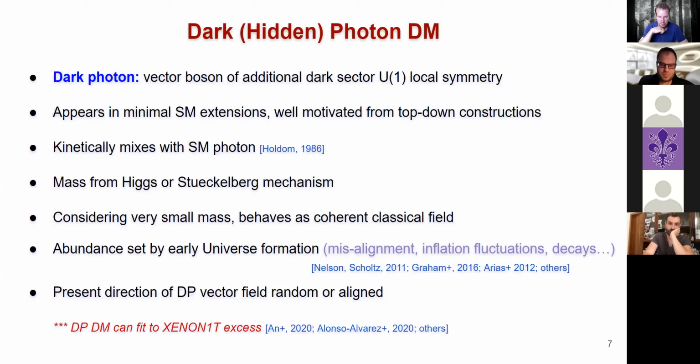And of course, as I'm sure the experts in the audience know very well, with the XENON1T excess, several groups have pointed out that dark photon dark matter can fit the excess within a certain parameter space. Okay, so this is a general brief overview.